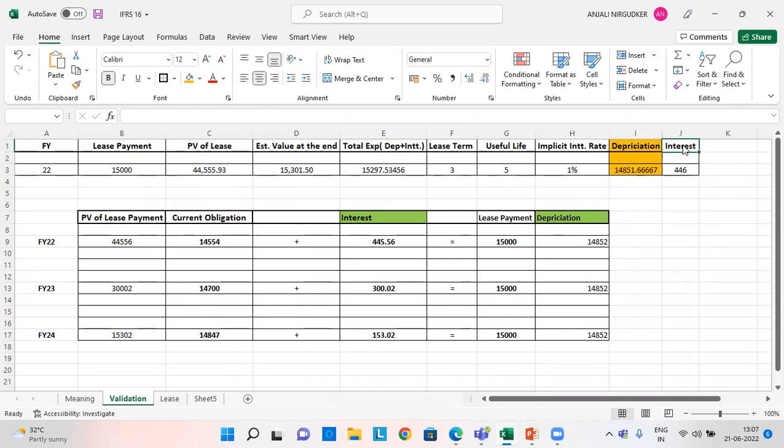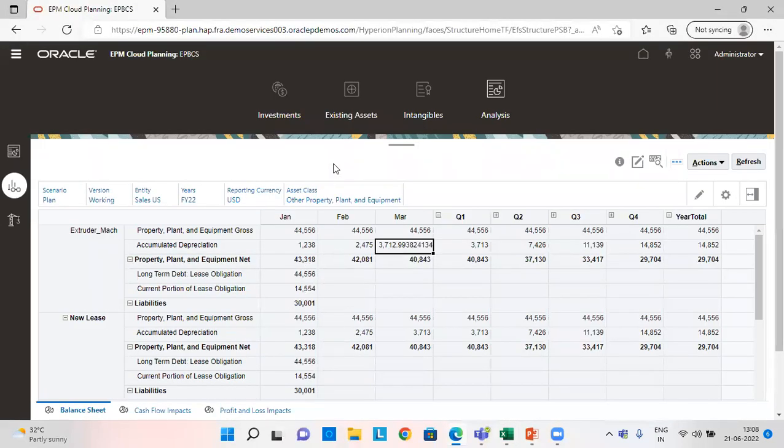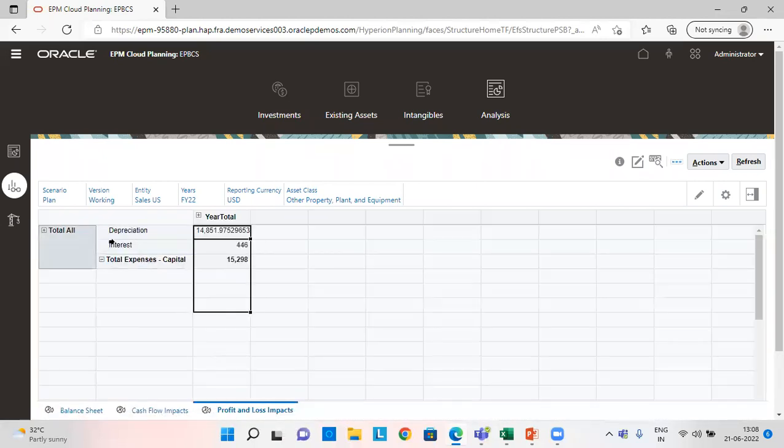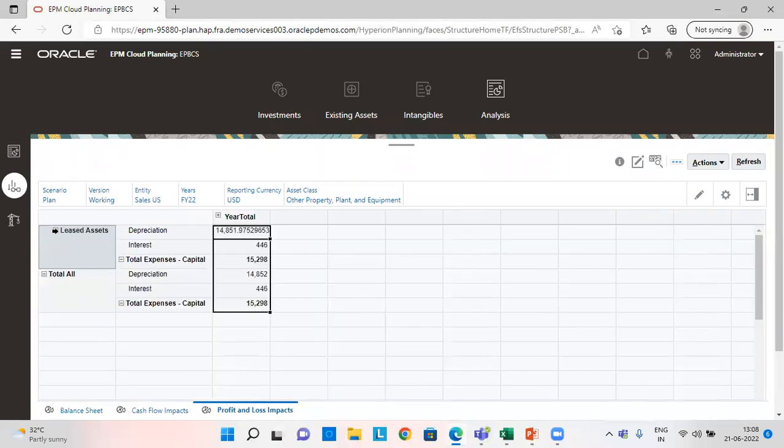The interest is always calculated on the present value of the lease payment at the end of the month. So this is 44556, and on this our implicit rate is 1%, which comes to 445.56. We can round it off to 446. Let's check in our application whether this amount is coming or not. For that, we need to go to the profit and loss account and check our expenses. We can clearly see the interest figure of 446 here.